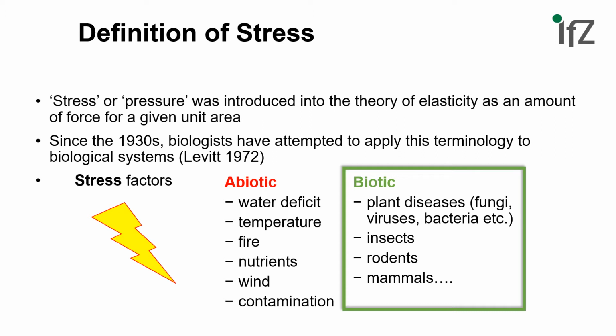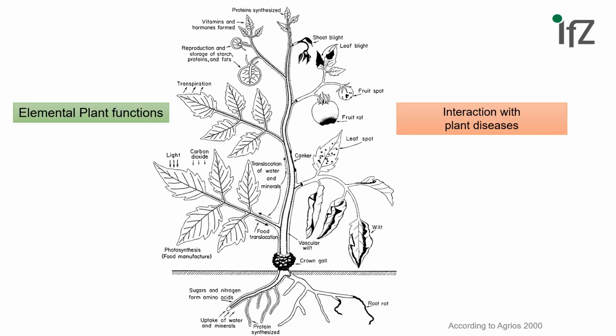In plant pathology, fungi, viruses, and bacteria are the most relevant and destructive pathogens, and in the following, we will focus on host-pathogen interactions of crop with fungal diseases. These diseases influence the crop in multiple ways. To perform and establish in a proper way, a crop plant has several elemental functions, shown on the left side. First of all, photosynthesis, transpiration, water and mineral uptake, and synthesis of metabolites and relevant compounds.